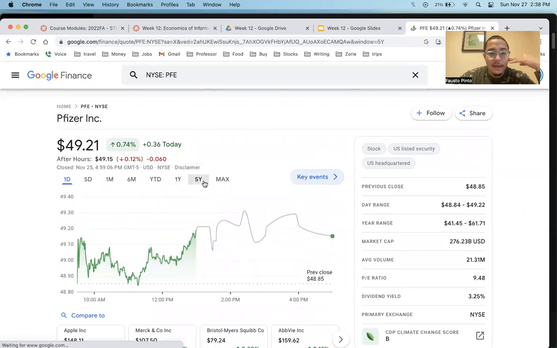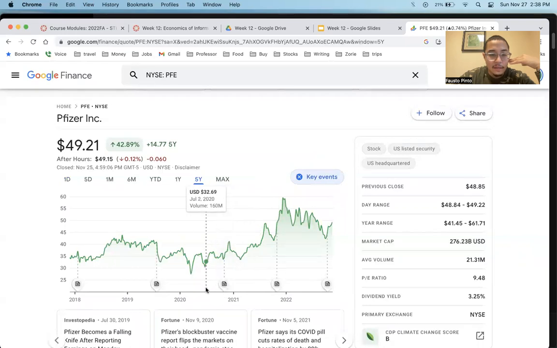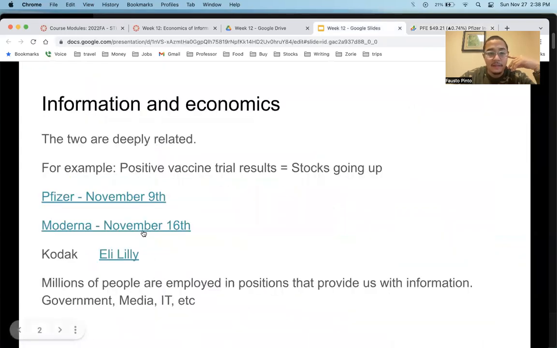So we're going to go 5 years, and we're going to go to November 9th in 2020. I think November 9th, because it's 5 years ago, they break it down. But you can see between November 6th and November 9th, the stock price started to go up from 36 a share, and then it went up to 42 a share on the positive results of the first vaccine.